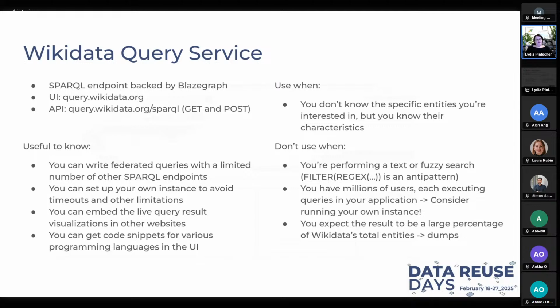The official endpoint at query.wikidata.org is, of course, not the only one. There are some other endpoints out there that you can use, not officially run by Wikimedia. And if you have the resources and inclination, you can also run your own instance to work around timeouts and other limitations that you might have for your application.